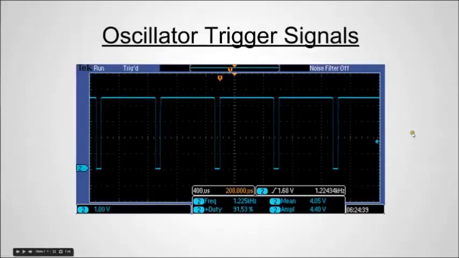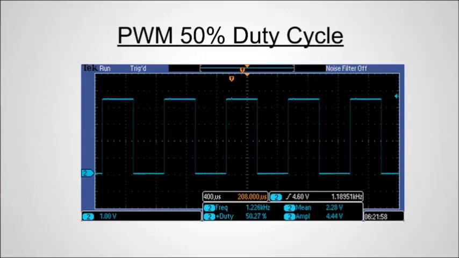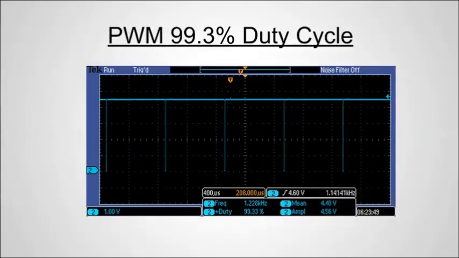This is the oscillator trigger signals from the astable 555 chip. This is the PWM switching signal operating at 8% duty cycle, the lowest speed of the rotation for the motor. Half speed at 50% duty cycle after the potentiometer was adjusted accordingly. And then full power for full speed from the PWM switching signal. This is when the RC time constant is allowing the highest possible duty ratio.